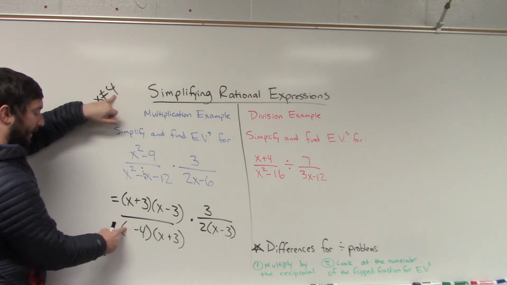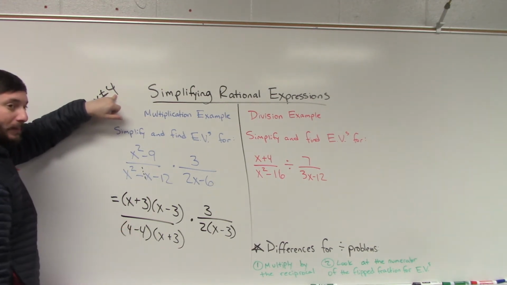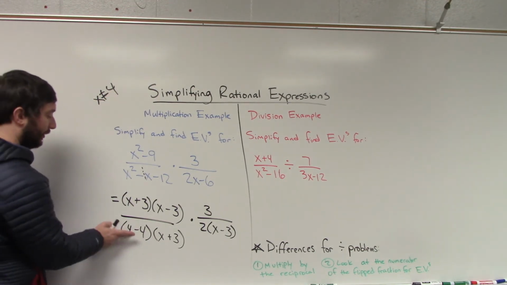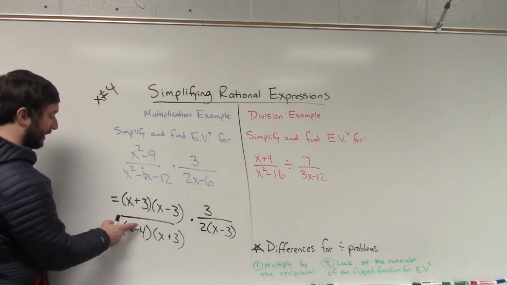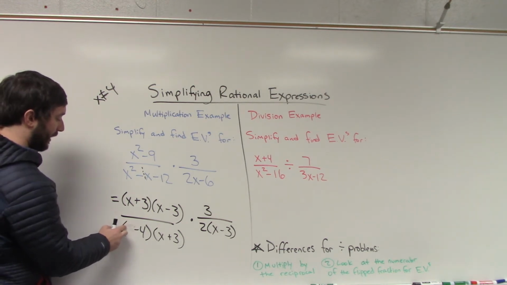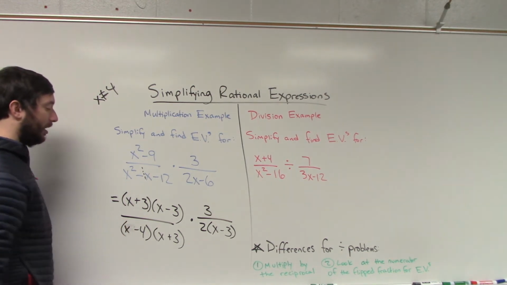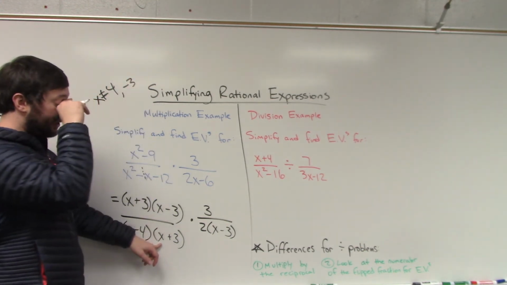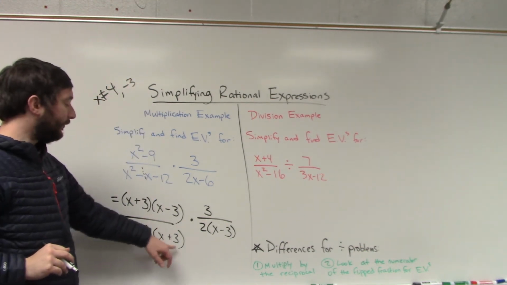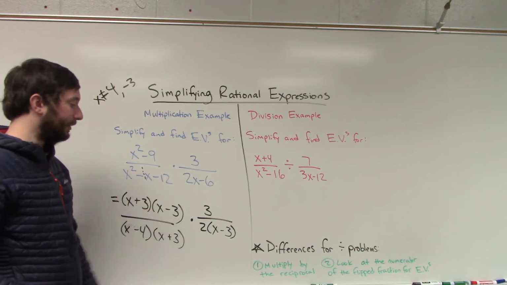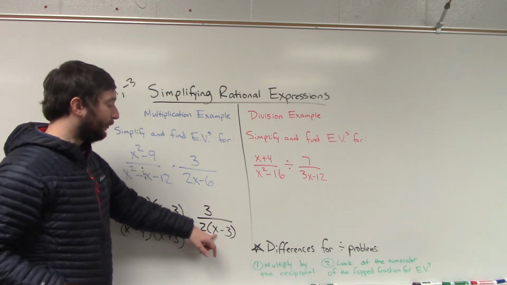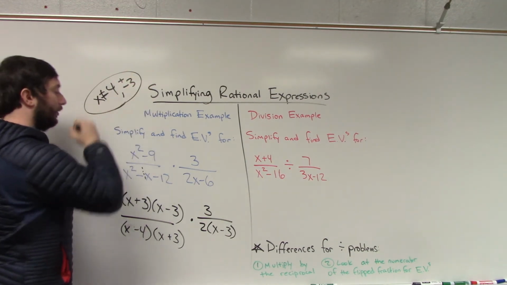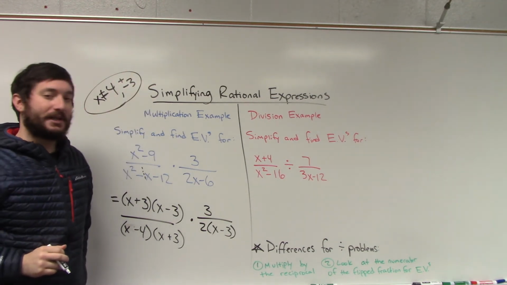Imagine what would happen if we had a 4 here. That would be a big problem. 4 minus 4 would be 0. That's why this is an excluded value for x. x cannot be 4, and it can also not be negative 3. That's another excluded value, right? Negative 3 plus 3 would be 0. We can't divide by 0. Lastly, 3 minus 3 would be 0. Can't divide by 0.